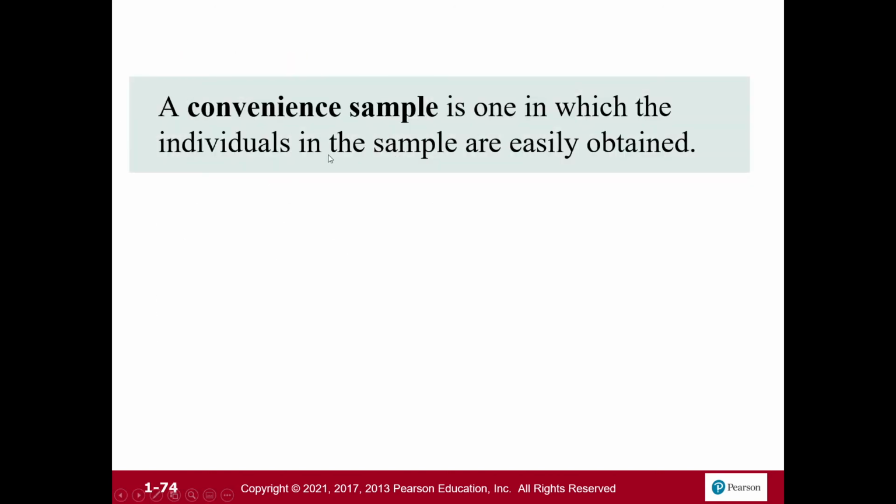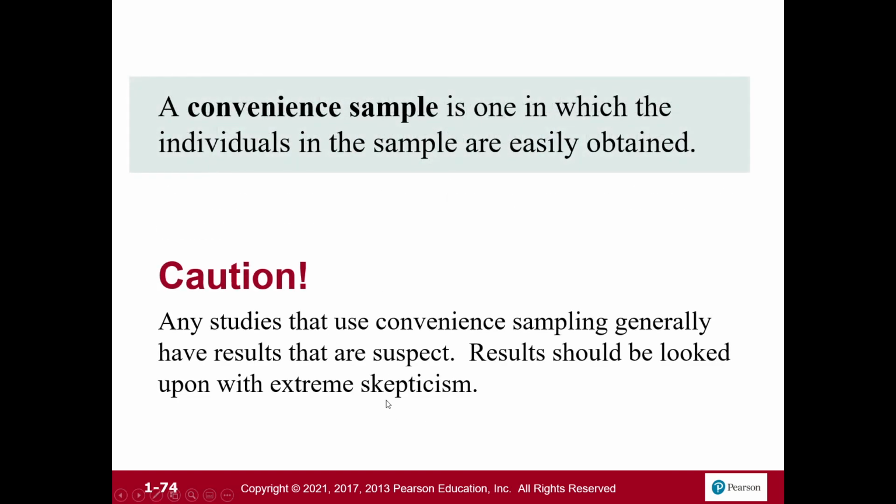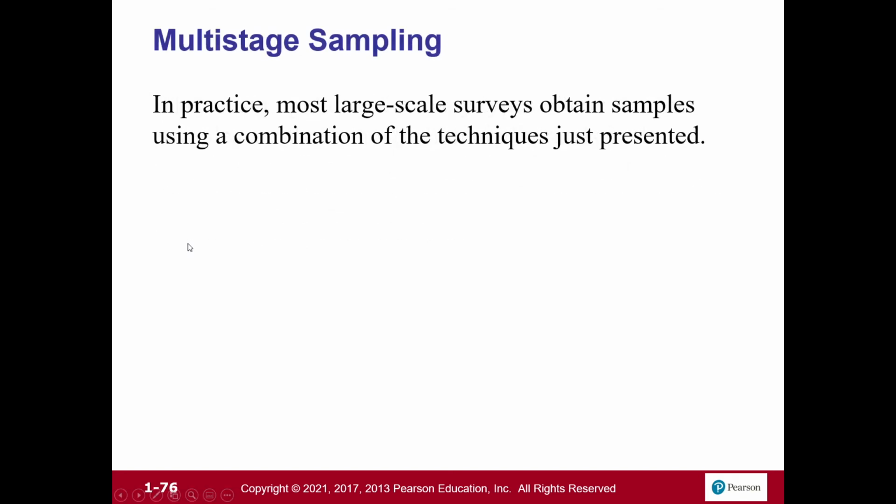Now, a convenience sample is one in which the individuals in the sample are easily obtained. We know that this is suspect and biased. Results should be looked upon with a lot of skepticism. Self-selected surveys, voluntary response surveys, the people who tend to respond to those are very opinionated, and people who are very opinionated may think a certain way, and that's going to skew the results. We have multi-stage sampling.